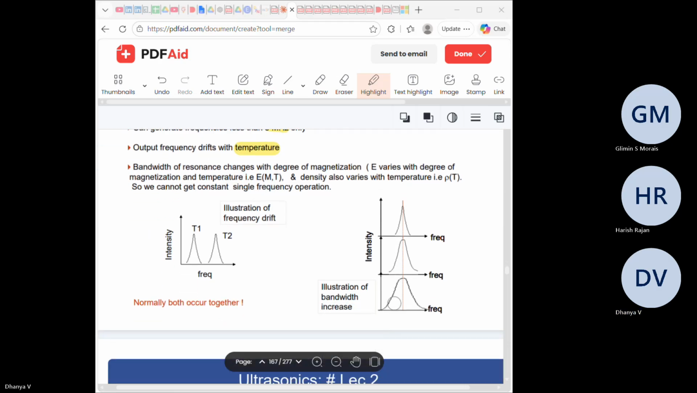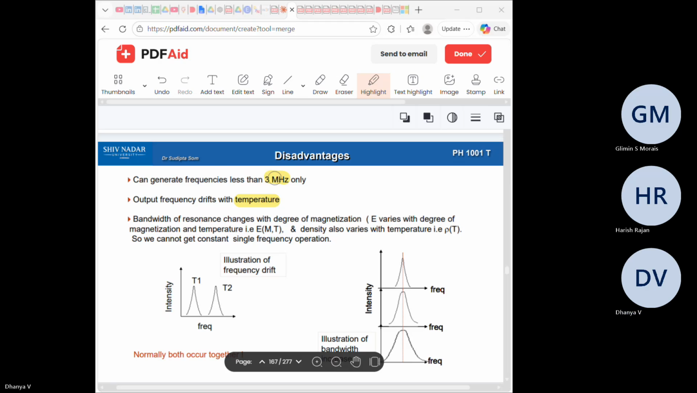So that's all with this. You need to know that it can generate only less than 3 megahertz. I think I left the meeting.